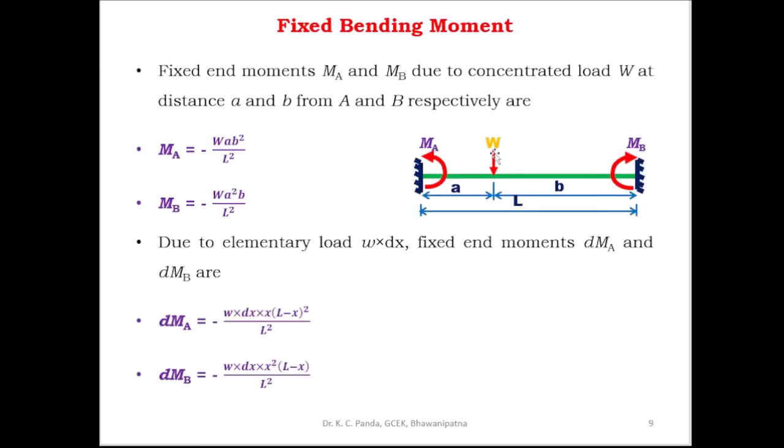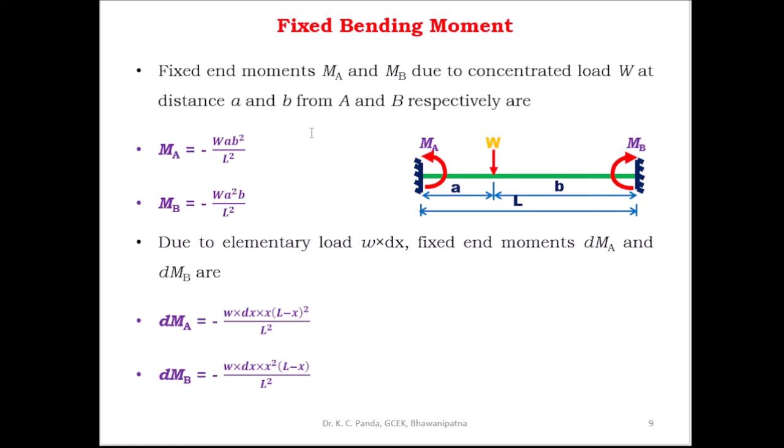But you know, when the load is present eccentrically, at a small a distance from the support A and small b distance from the support B, and the length of the beam is L, then the fixed end moment at the end A is equal to minus W a b square by L square, which is MA. Similarly, MB is equal to minus W a square b by L square. This is the formula.